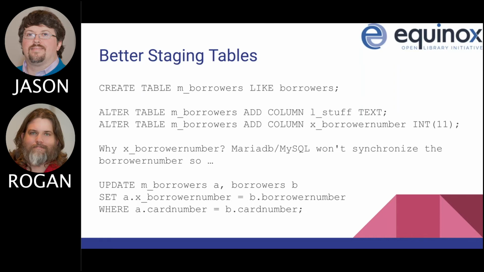where we take the x_borrower_number and we set it to the borrower number. We set the x_borrower_number of the migration table to the actual borrower number in the real production table based on the card number at that moment. That means that we know from then on that x_borrower_number represents the actual production row, regardless of what's changed on that borrower's account from then on.